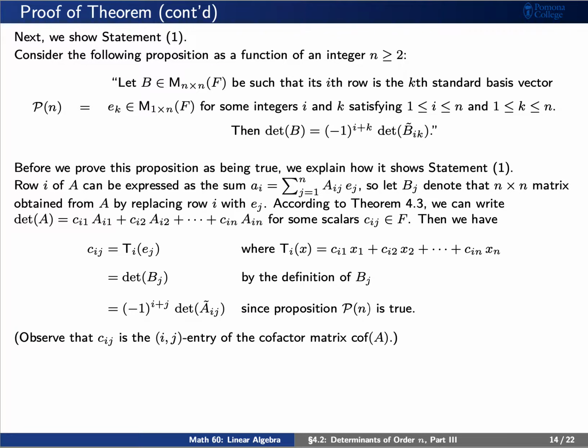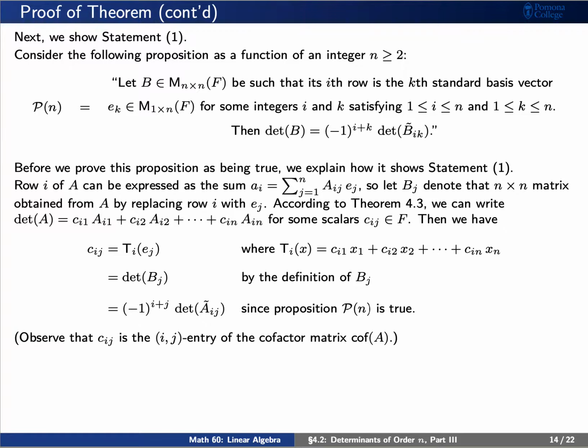According to Theorem 4.3, since now we're looking at row I, we can find some scalars, Cij, so that we can expand the determinant along row I. But as we mentioned, row I we have here in terms of Aij E sub j, so we can write the determinant of A as maybe some scalar Ci1 times the entry capital Ai1 plus Ci2 times the entry capital Ai2, and so forth.